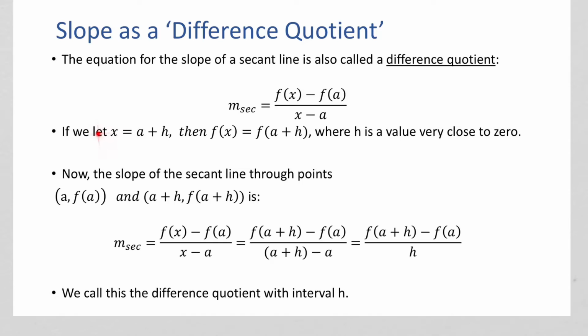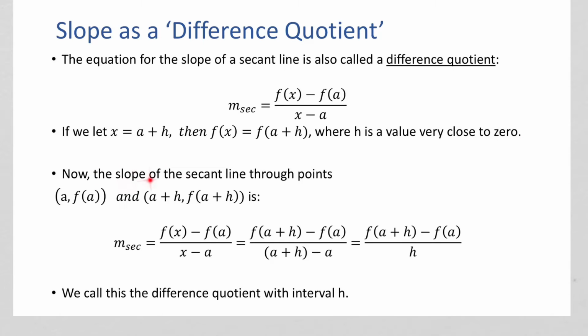So now, if we let x equal a plus h, where we introduce some new variable, h, then f of x is equal to f of a plus h, where wherever we have an x, we substitute an a plus h in whatever function we're dealing with. Now this h value is a very, very small value. It's very close to 0.